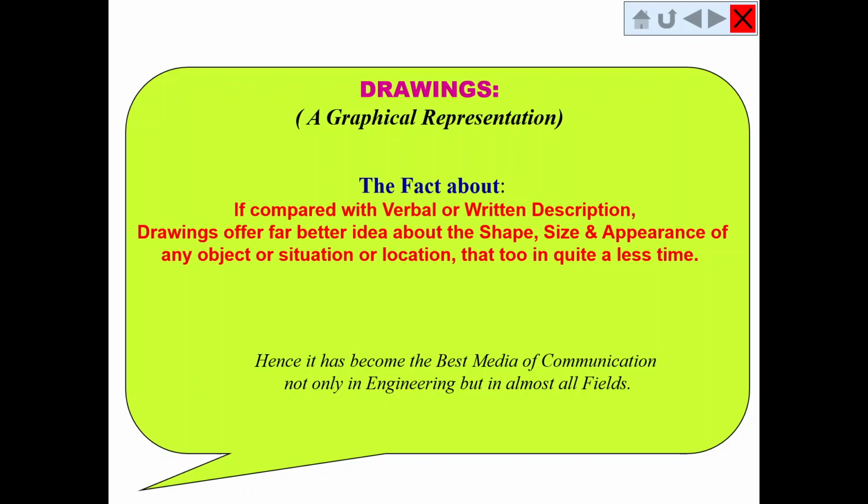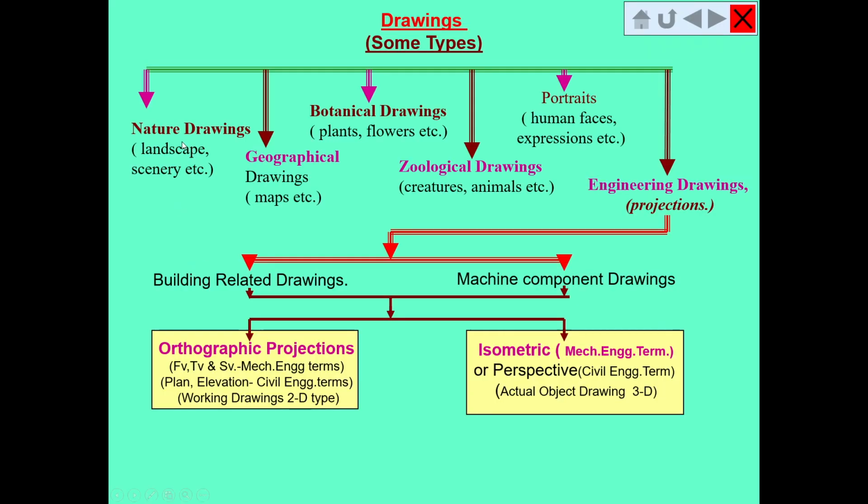There is a statement that says you can observe a lot by watching. It is always good to read a drawing rather than reading 100 pages. So these are some of the types of drawings: nature drawings, botanical drawings, portraits, and here comes the engineering drawing. In engineering drawing, you can see a building drawing related to civil engineering, and a machine component drawing related to mechanical engineering. Orthographic and isometric projections are used by both civil and mechanical people.